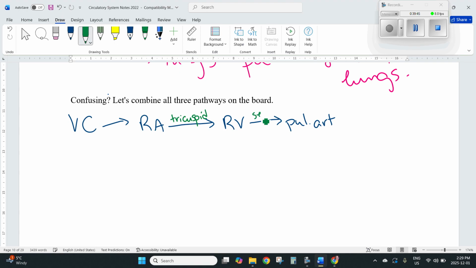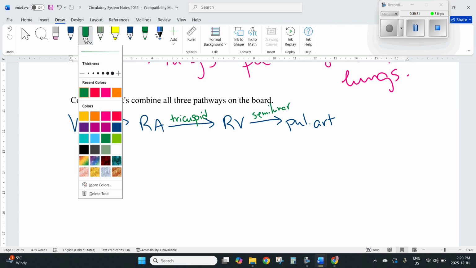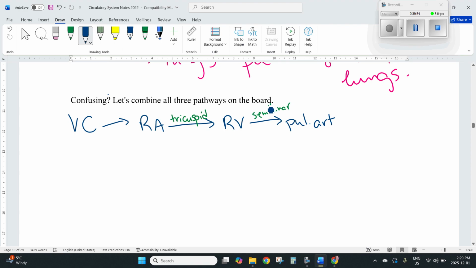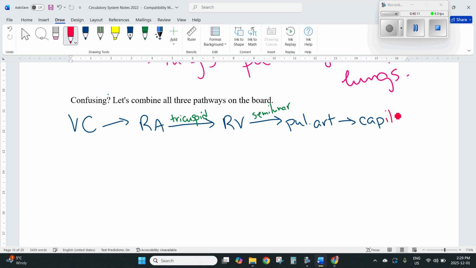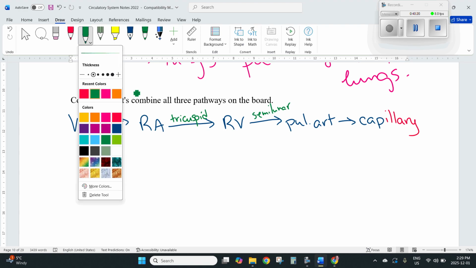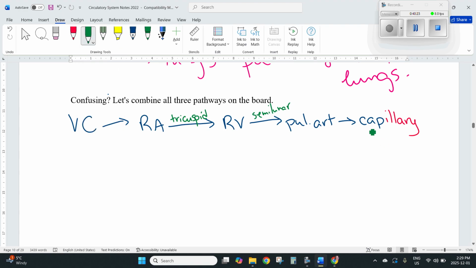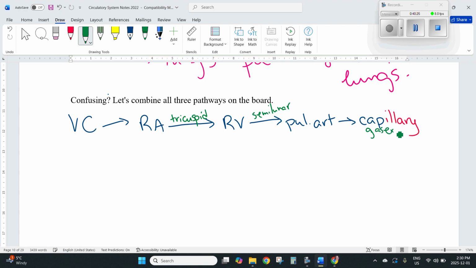So I'm going to write semilunar. And then we actually go to the capillaries located within the lungs. Capillaries are important because that is where gas exchange happens. So that means that my pen should change in the capillary network from blue to red because we're being oxygenated. Okay, so I'm just going to put a little note to myself below that this is gas exchange.